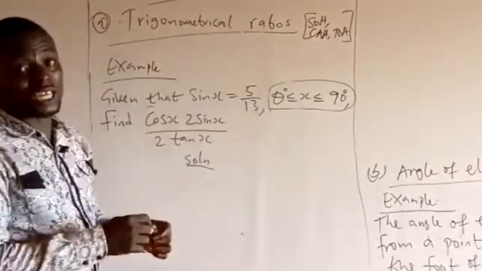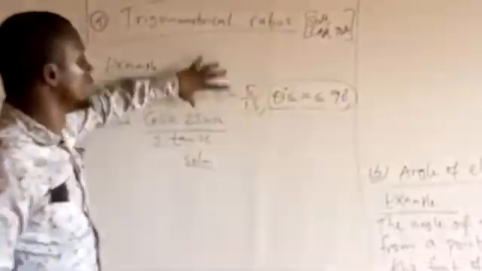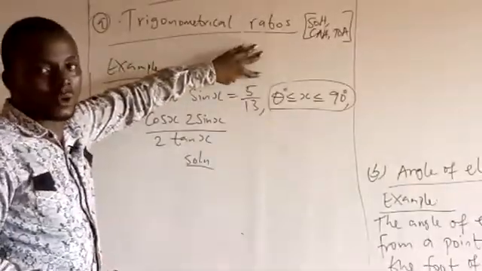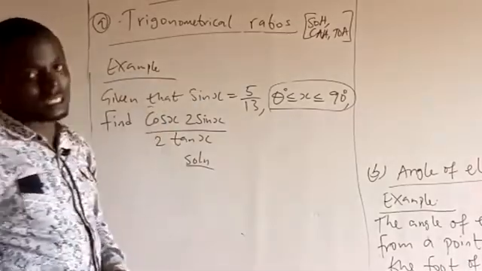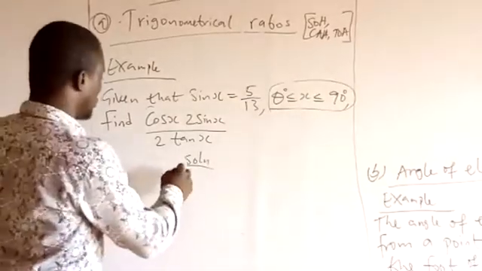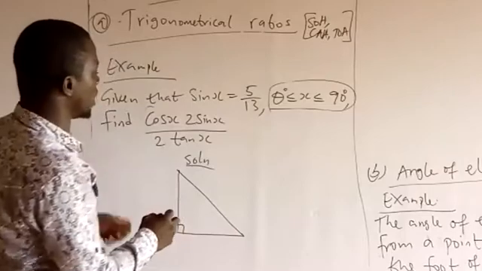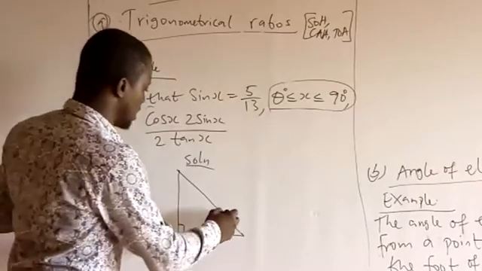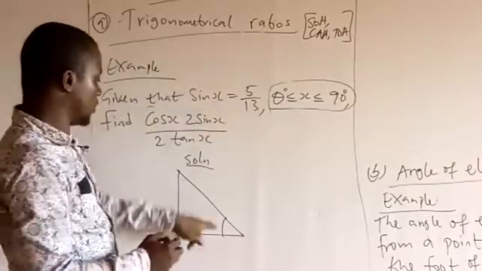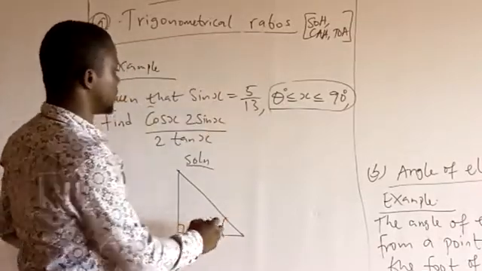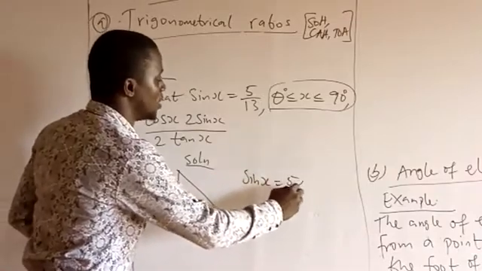For a big question like this one, because this question has been coming out year in, year out, what you do is just draw a right angle triangle so that it will enable you to find cos s and tan s respectively. This is a right angle triangle. We call this place s, our angle. At times we see theta here. So here is s. Sine s equals 5 over 13.